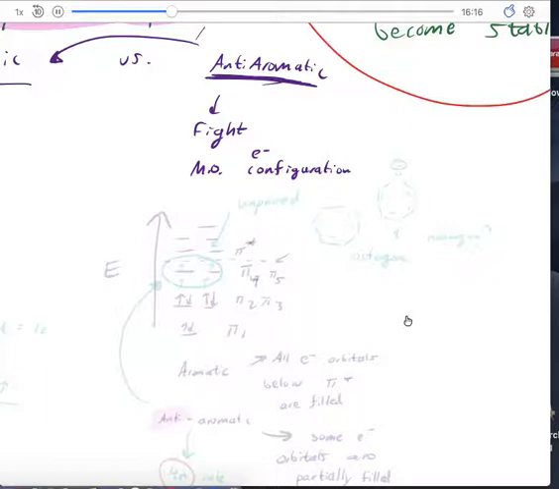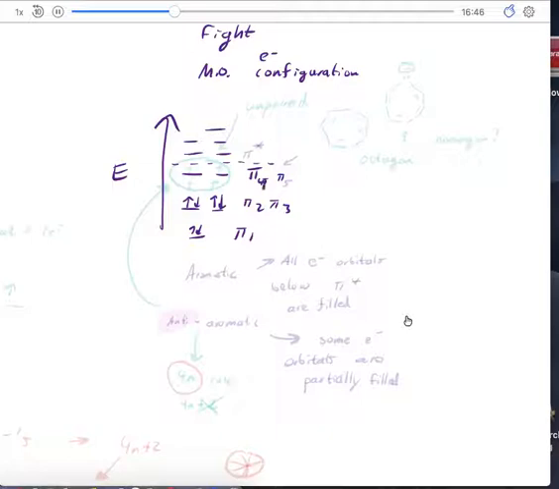So remember, we've got the orbitals increasing in energy. We've got pi 1. Let's do 4 layers. Pi 1. Yes, this is for anti-aromatic. Pi 4. And then here's the pi stars. I won't bother to label them because those are pretty easy.